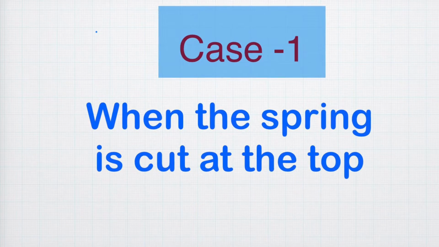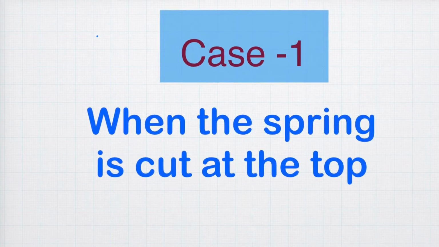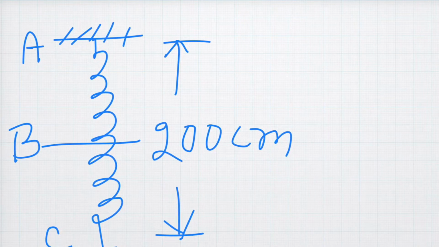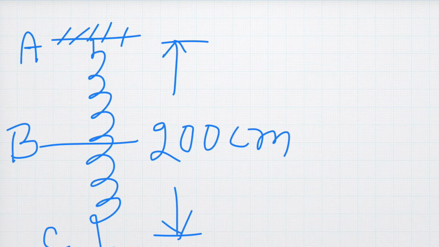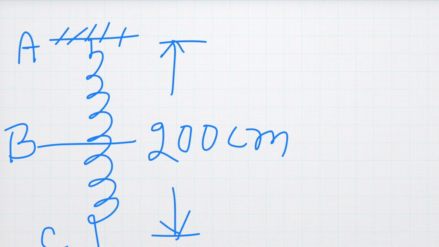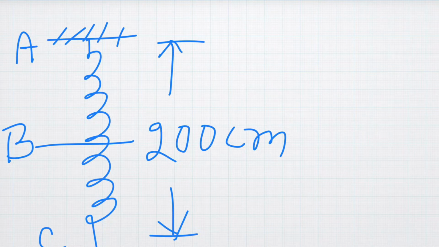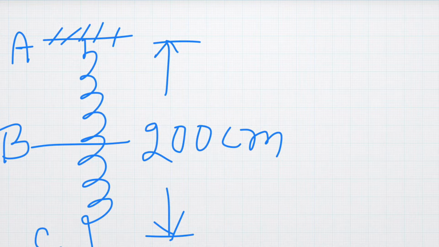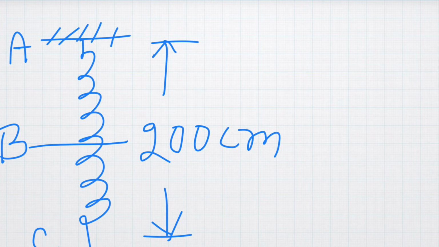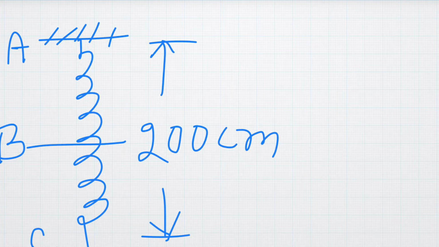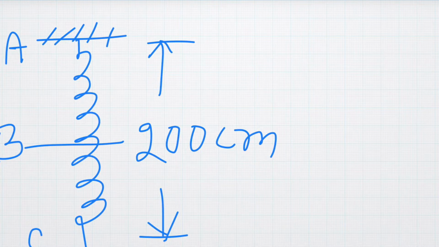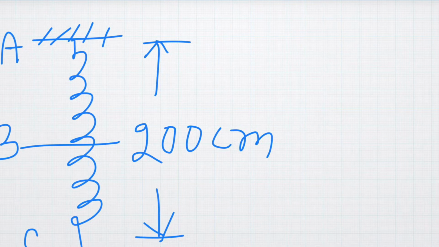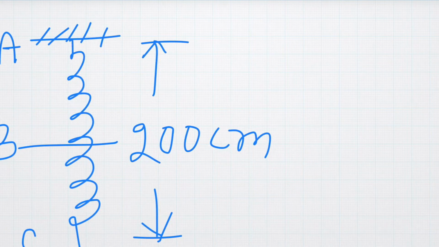Now we will see the first important and simple case of a spring, say some 200 centimeter length, is cut at the topmost point, that is at A. As we have already seen, when we cut a spring like that, the point A will come down till the point C, and of course we assume that the compressed length of the spring is negligible when compared to this 100 centimeters.